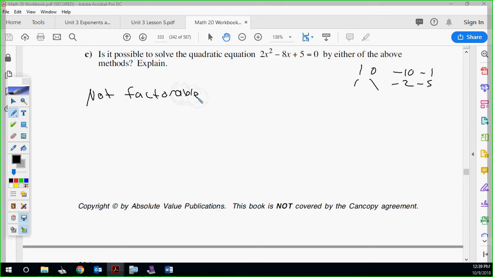Any questions on that? Okay, so since it's not factorable, that's where today comes in. That's where we use quadratic formula. And you guys are going to be superstars today because not very many people can prove the quadratic formula. We're going to do that today.